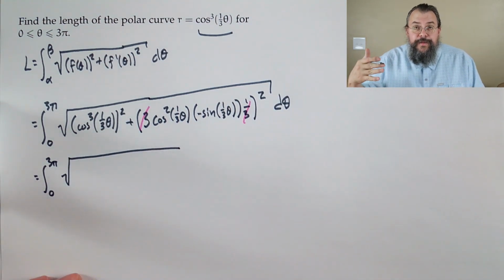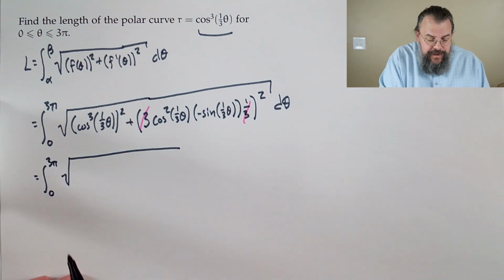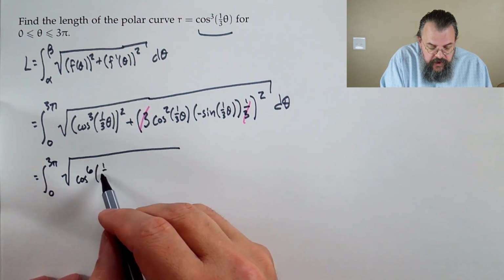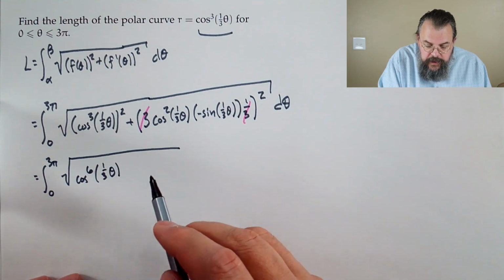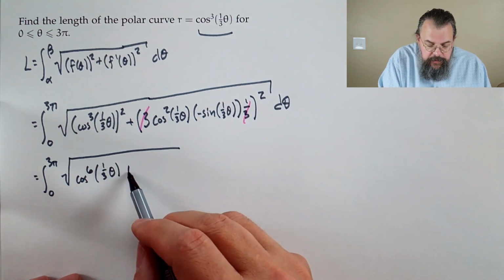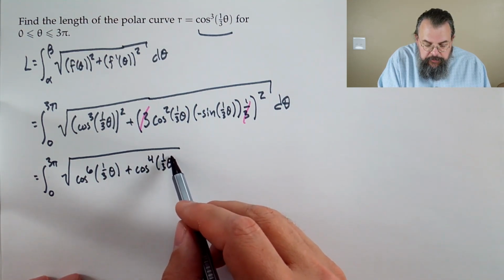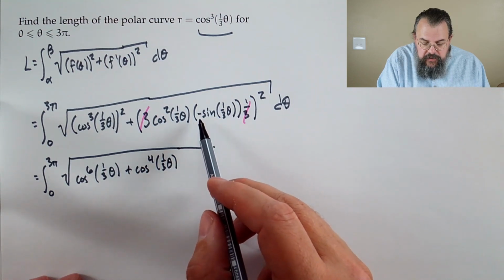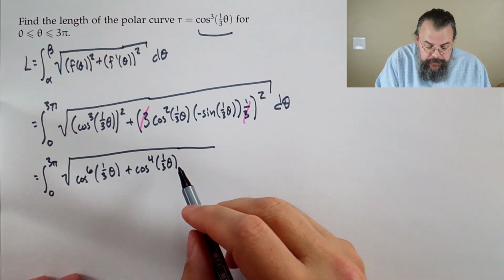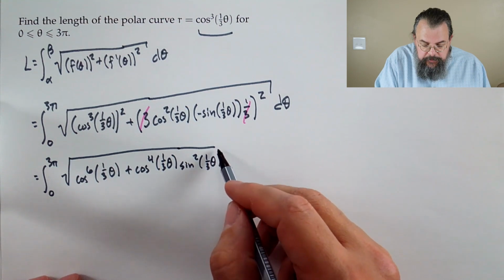Well, if you cube something, then you square it, you multiply those exponents together. So that would make this cosine to the 6 of 1/3 theta. Now here, we're going to get a cosine squared squared. That makes it cosine to the 4th of 1/3 theta. And then we have the minus, when you square it, goes away. The sine, when you square it, becomes sine squared 1/3 theta.